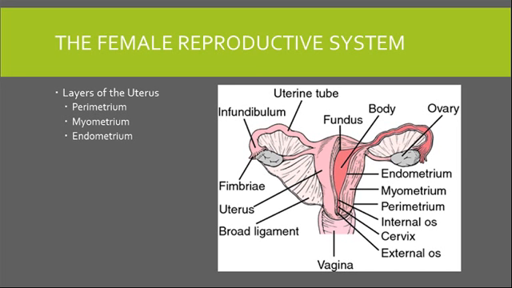Not pictured on this slide, but important to know is the mons pubis. That's just a mound of fatty tissue that covers the pubic symphysis of females. A pap smear is a test to know. It's used to detect abnormal cells in the actual cervix. So the pap smear detects abnormal cells in the cervix.